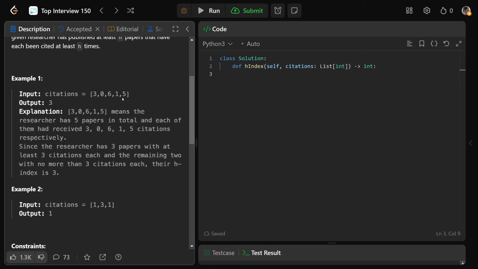Is there 4 papers with at least 4 citations? You could only get these 2 papers, and so that would not work. And any higher number would be even harder to achieve. So the maximum value that fits that criteria would be 3.